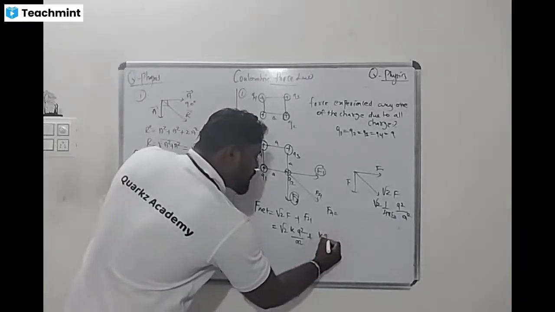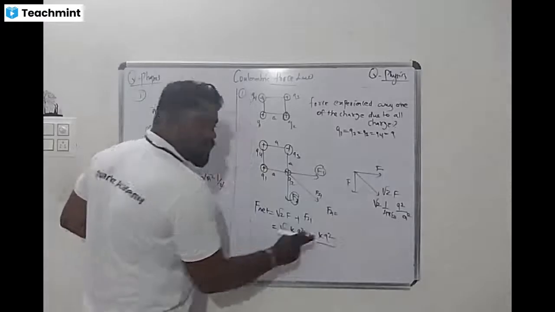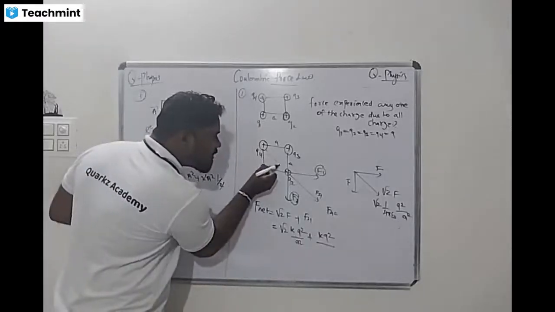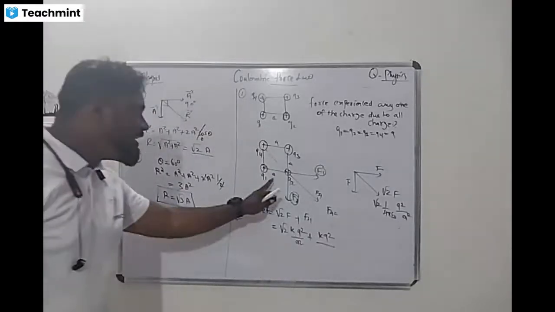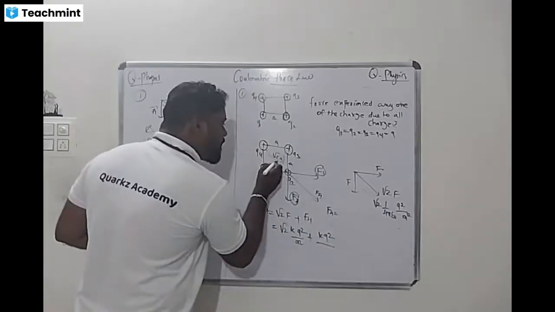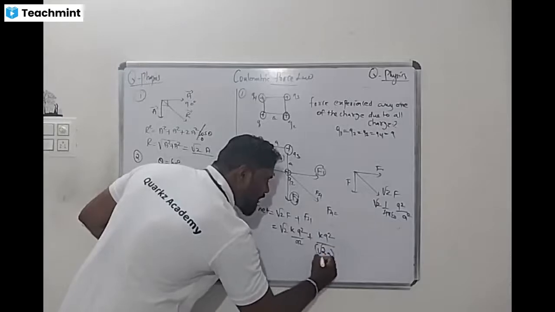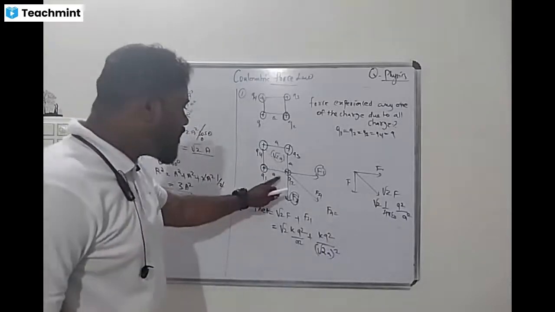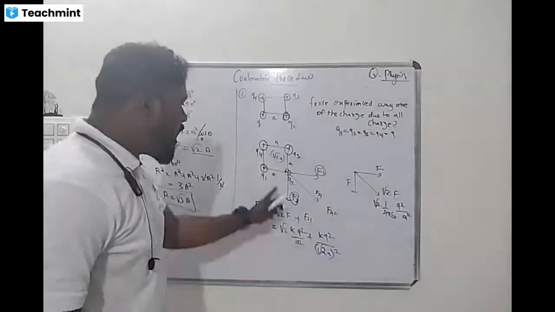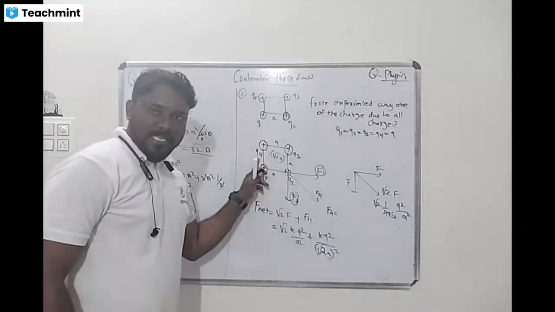Same K Q square divided by the distance squared, because the charges are the same. What is the distance? The distance is root 2A. If we square that value, what will we get? Root 2A squared. Is it clear? Why root 2A? Because of the Pythagoras theorem: A square plus A square is 2A square, which equals X square.